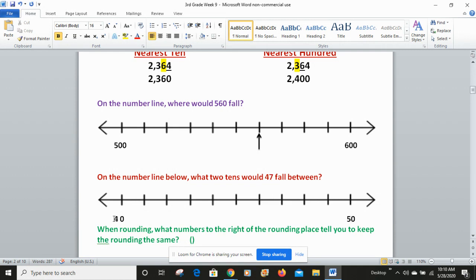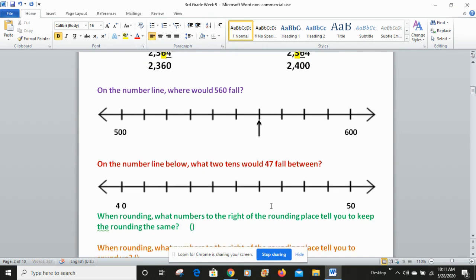now if I wanted to know where 47 fit in between these two numbers, would I count by tens? 40, 50, 60, no, I wouldn't, because I'd be too high past my endpoint. So I know I would count by ones. So 41, 42, 43, 44, 45, 46, 47, 48, 49, 50. So 47 would fall in right here. So the two tens that it falls between would be 40 and 50. So once again, trying to help build that number line.